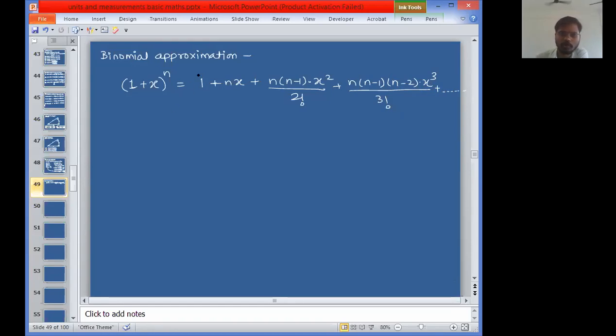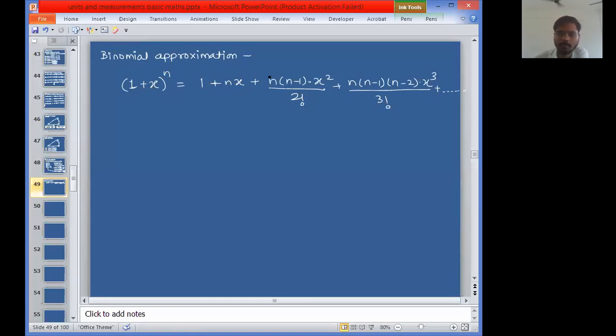The first term is going to be 1. The second term is n times x. 1 plus n times x. Now, everyone identify the pattern. Here we have n into x raised to 1. We can of course write divide by 1 factorial. We will discuss what is factorial also. Okay, what is this inverted symbol? We will discuss that also.